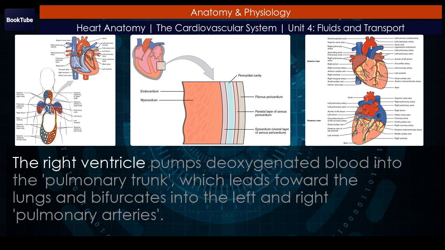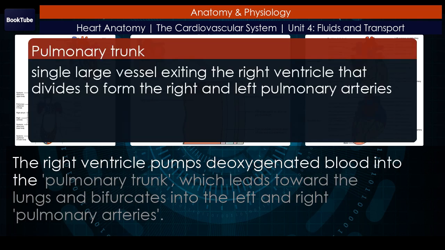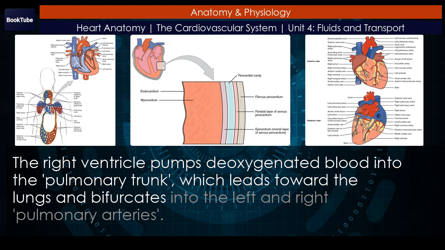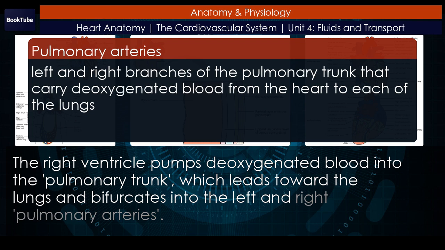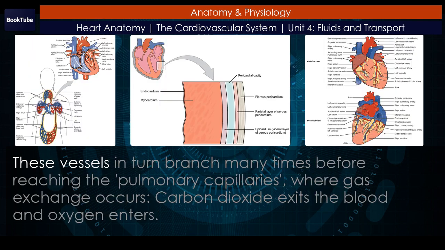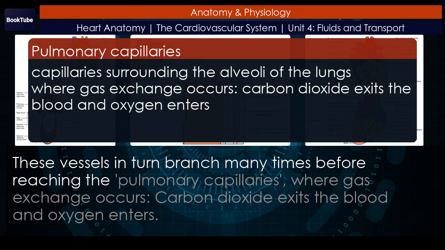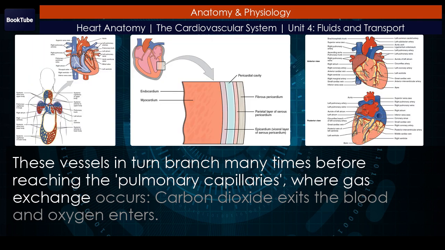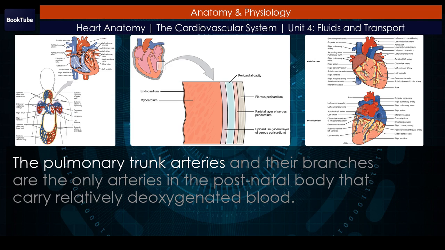The right ventricle pumps deoxygenated blood into the pulmonary trunk, which leads toward the lungs and bifurcates into the left and right pulmonary arteries. These vessels in turn branch many times before reaching the pulmonary capillaries, where gas exchange occurs. Carbon dioxide exits the blood and oxygen enters. The pulmonary trunk, arteries, and their branches are the only arteries in the postnatal body that carry relatively deoxygenated blood.